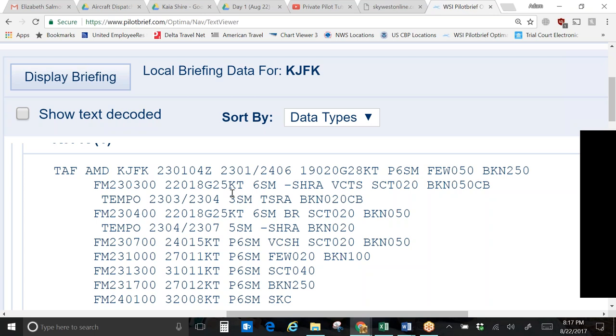And then the rest of the day there, pretty much the same. What's that bottom one right here? What's this SKC mean? Sky's clear. Sky clear.